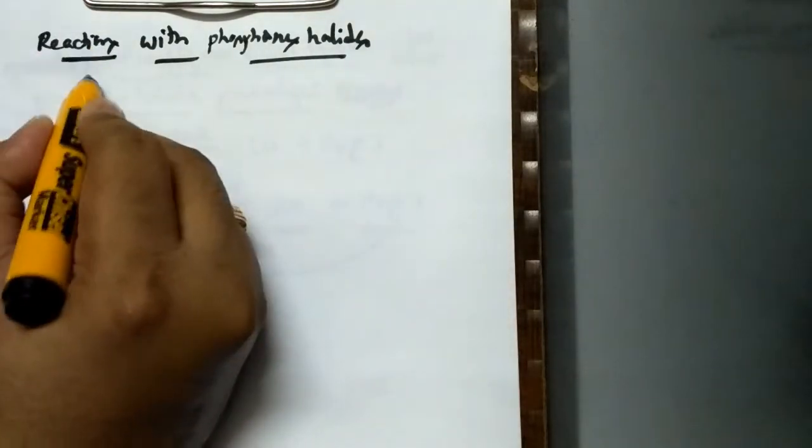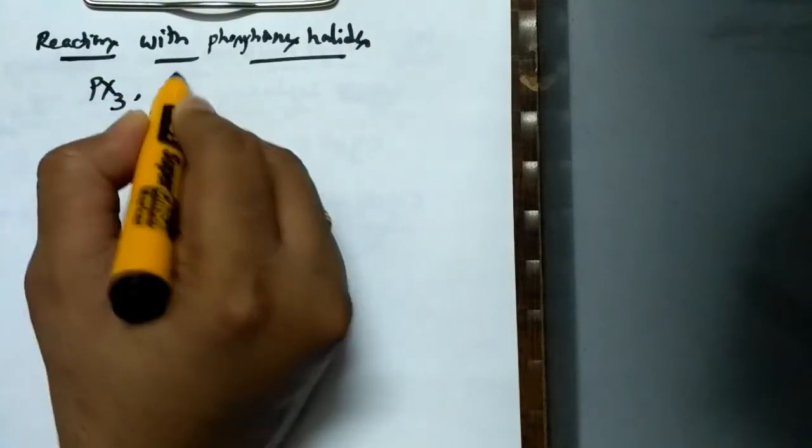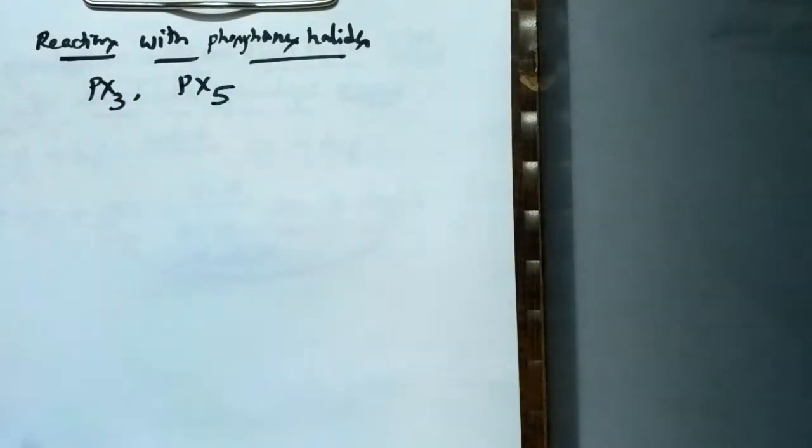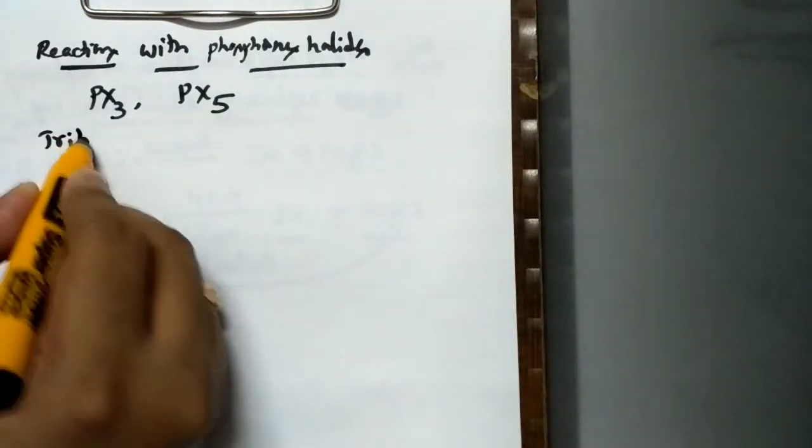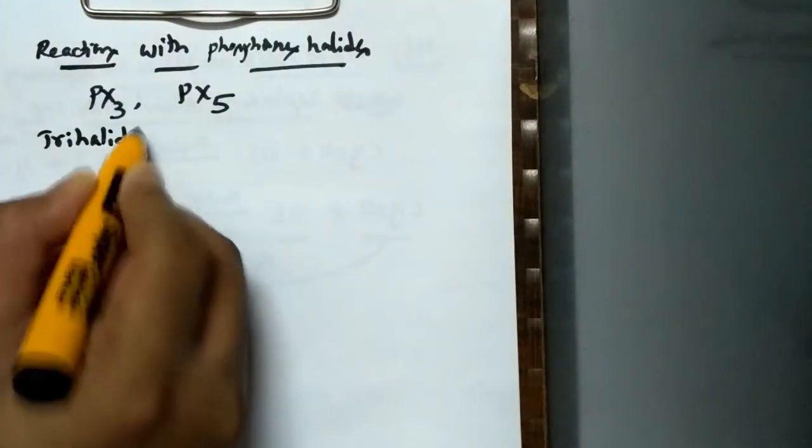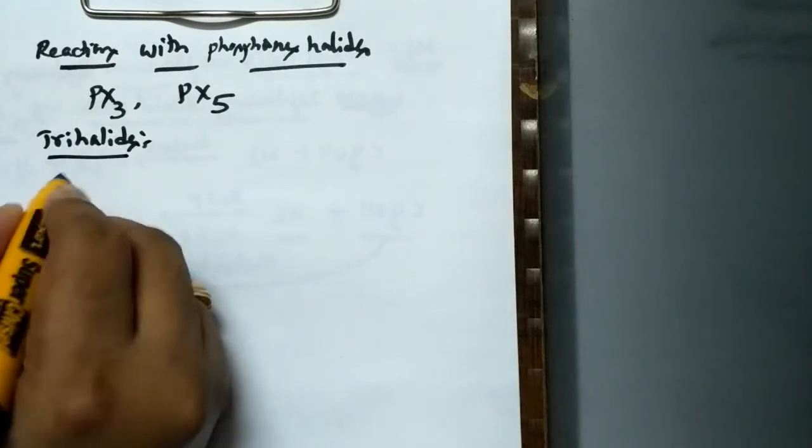When we discuss the reactions with phosphorus halides, they are of two different types. One is with phosphorus trihalides, another one is with phosphorus pentahalides. First, let us discuss the reaction of alcohols with phosphorus trihalides.